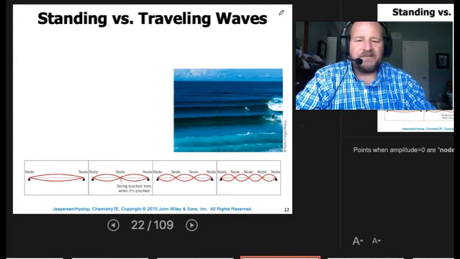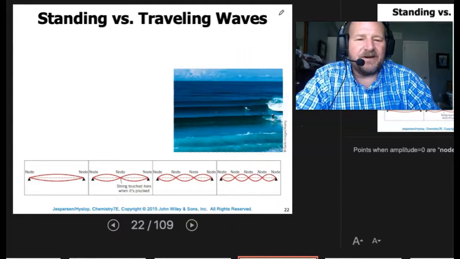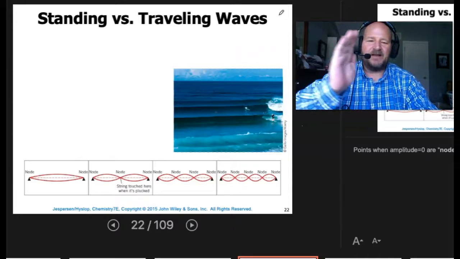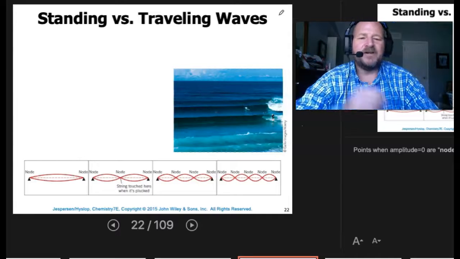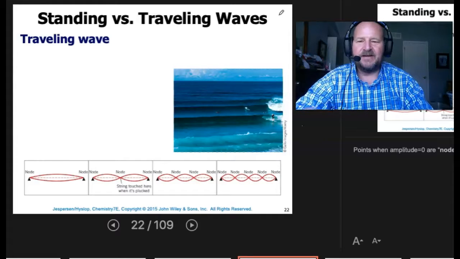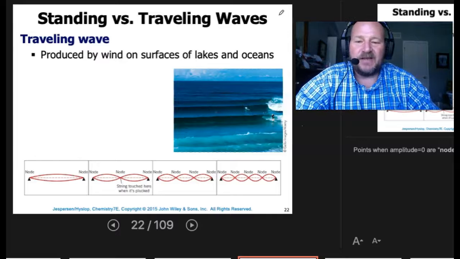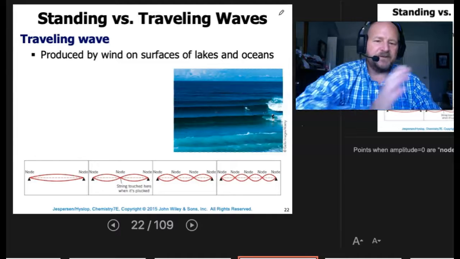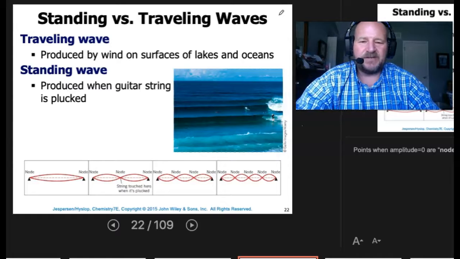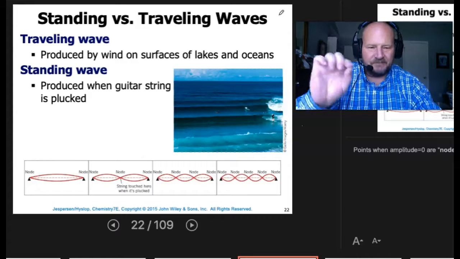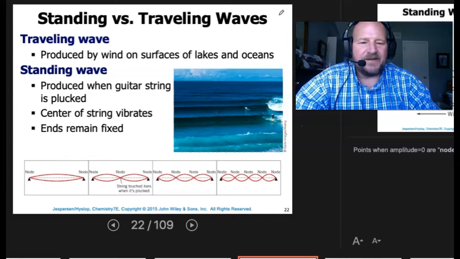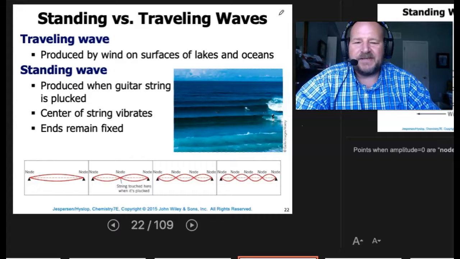All right, so standing versus traveling waves then. So first thing we got to figure out is, do the waves actually move? Like if you look at a wave in the ocean, we know the wave kind of goes across, right, and crashes. Or does the water molecule that's in the wave actually just go up and then come down, right? So a traveling wave is produced by like wind on the surfaces of lakes and oceans where the water is being pushed, okay? A standing wave, however, is produced when a guitar string is plucked. So it just vibrates up and down. So the center of the string will vibrate, and of course the ends would remain fixed. Okay, so hopefully that makes sense.